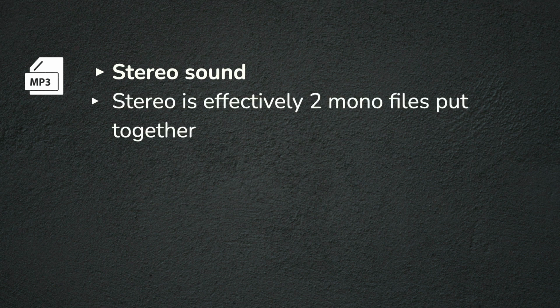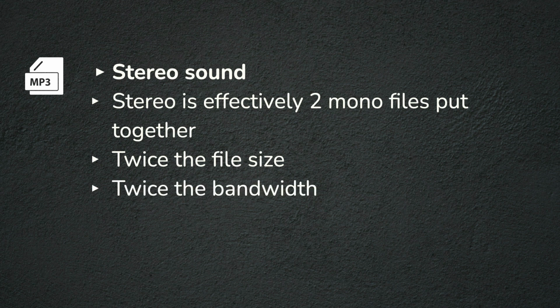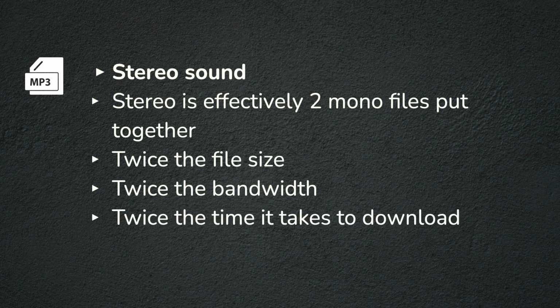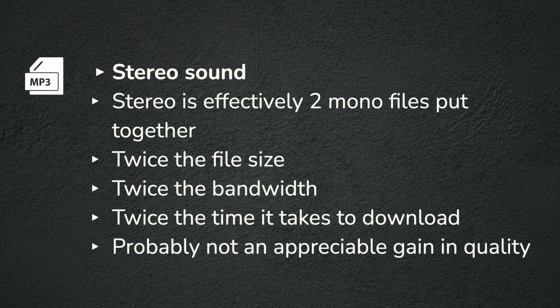So that's mono, and a little bit of stereo. But let's dive a little bit deeper into stereo. So it is effectively two mono files. A stereo MP3 file is two mono files squished together, a left and a right. That means it's twice the file size, which also means twice the bandwidth, both for you as the provider, but also as the person downloading that audio. And then that obviously means it's twice the time that it takes to download that audio.